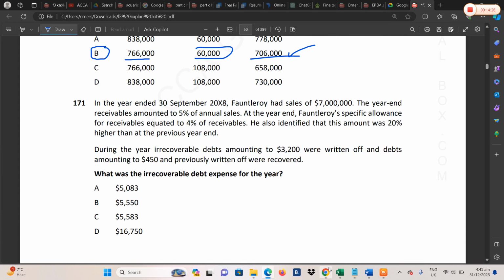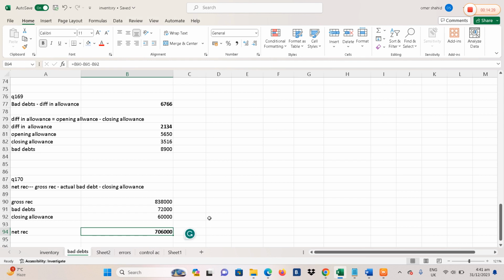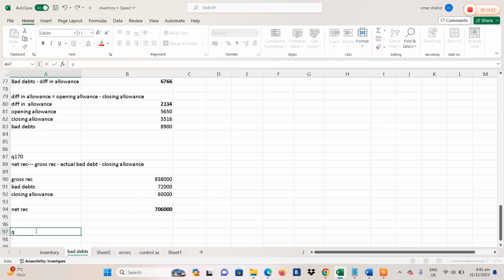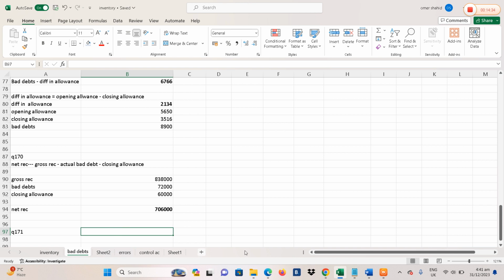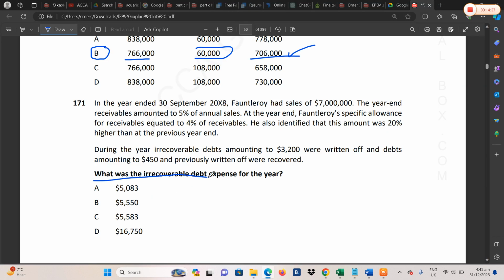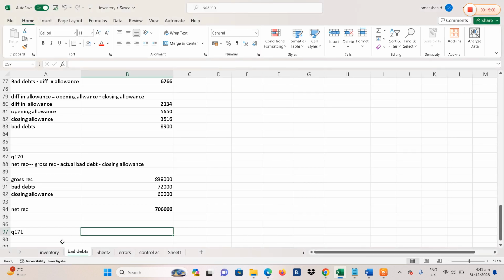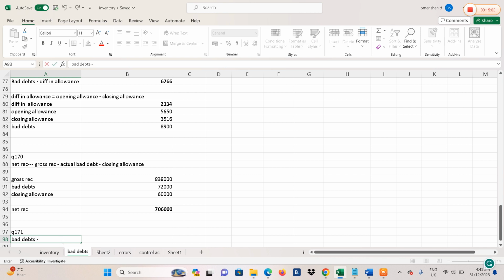Now let's move on to the next question. Question number 171. What was the irrecoverable debt expense for the year? They are asking the expense for the year, which means they are asking what will you charge in the profit and loss, right? Because bad debt expense is charged in profit and loss. So what formula do we use for profit and loss? We use bad debts minus difference in allowance, right?